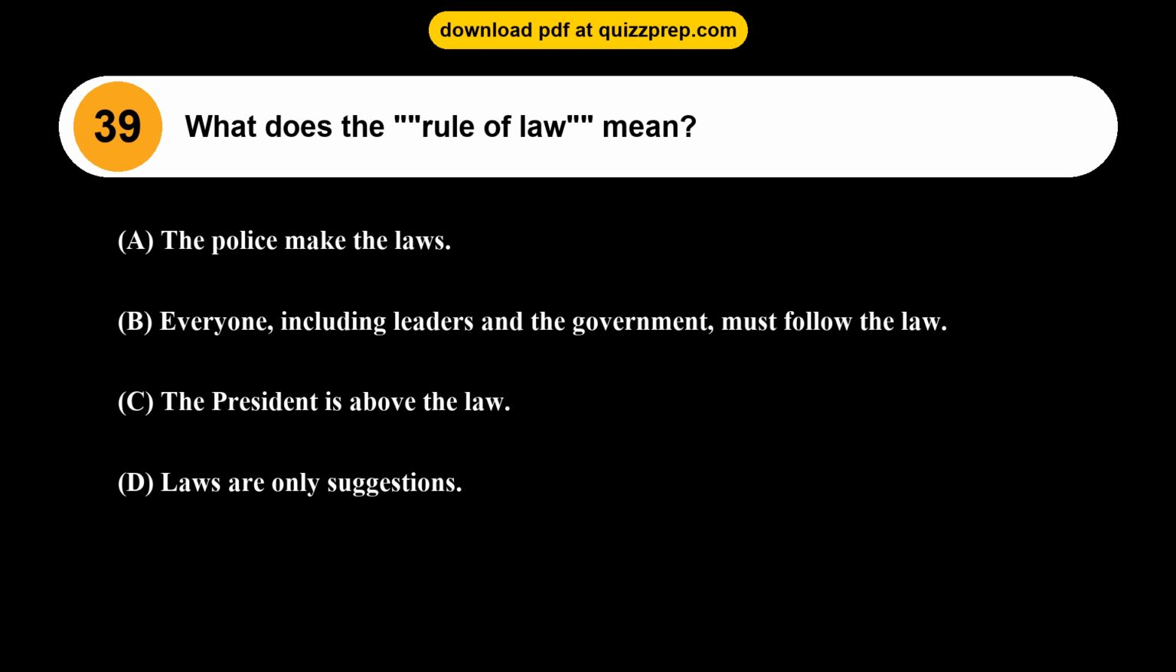Option A. The police make the laws. Option B. Everyone, including leaders and the government, must follow the law. Option C. The president is above the law. Option D. Laws are only suggestions.